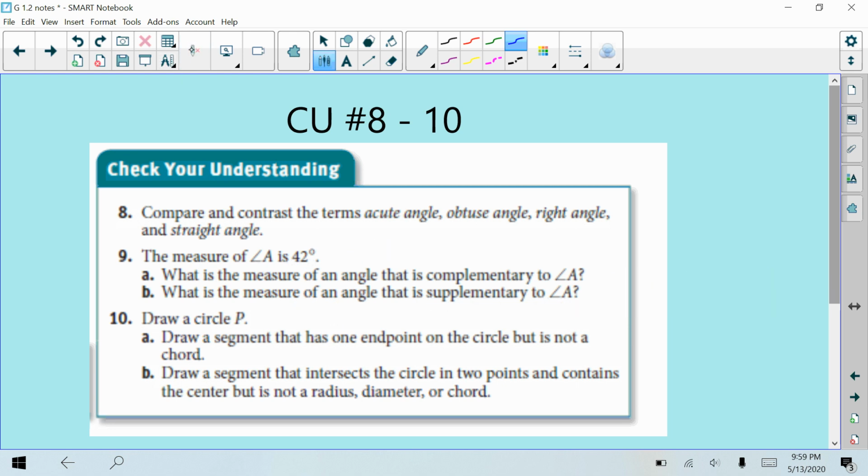Okay, number 10, draw circle P. That means that's the center. Draw a segment that has one endpoint on the circle, but it's not a chord. A segment that has one endpoint on the circle and another that is not a chord. Well, that's not a chord. That's not a chord. There's a lot of different ways that you could draw it.